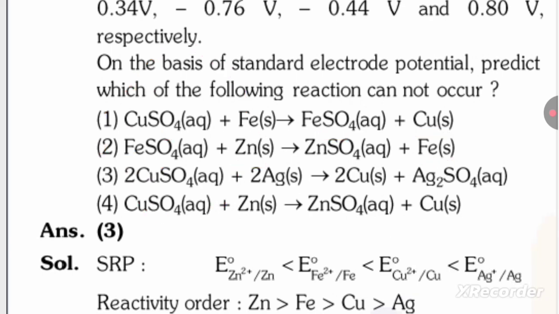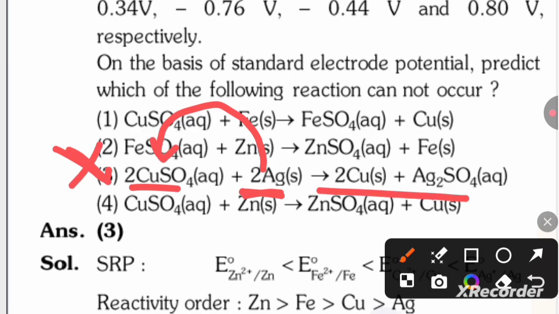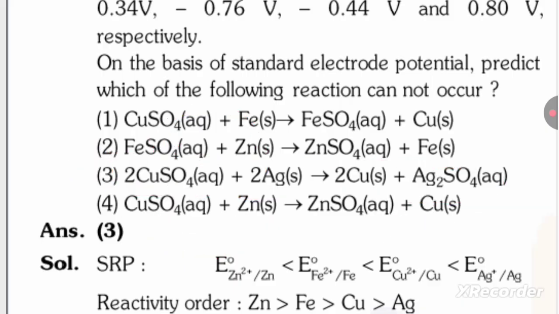This is also possible. In the third reaction, copper sulfate and silver. Silver is less reactive because it has more reduction potential, so silver cannot displace copper from copper sulfate. So this reaction is not possible. The fourth is also possible because zinc is more reactive than copper, so it can displace. So the third reaction, between copper sulfate and silver, is not possible.